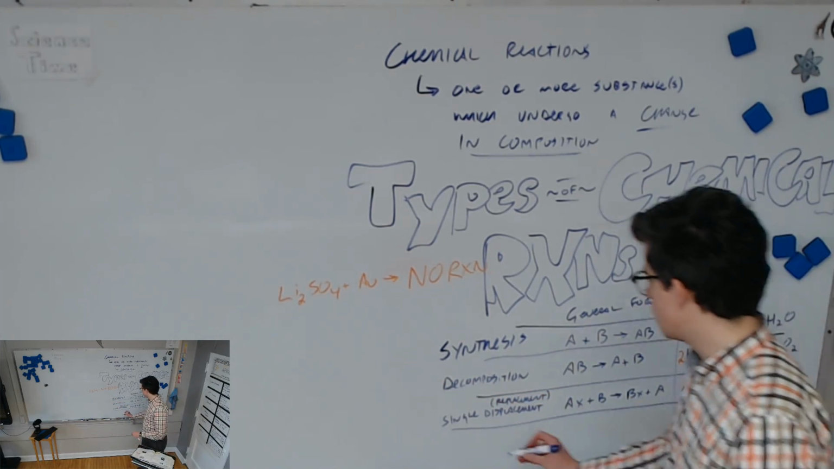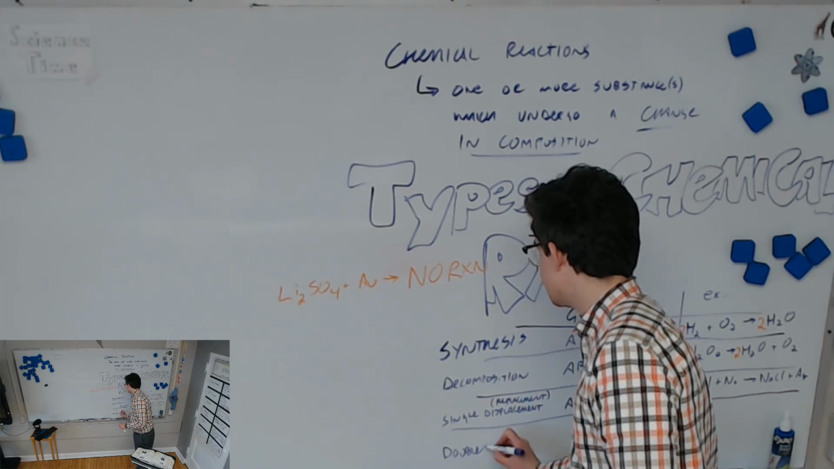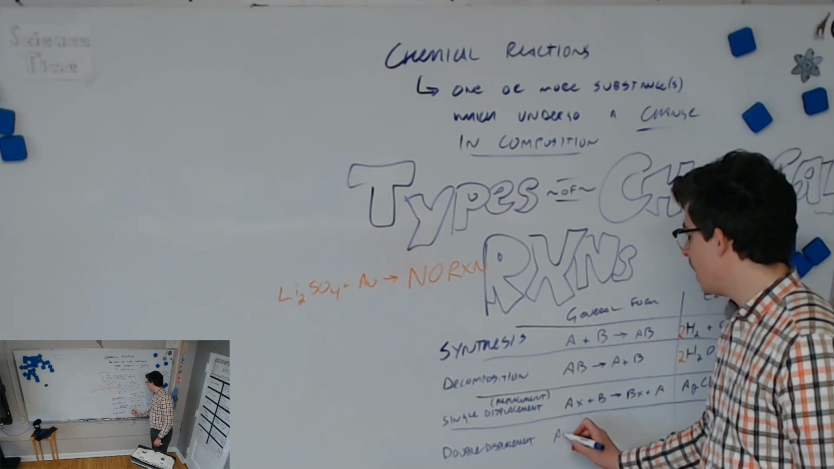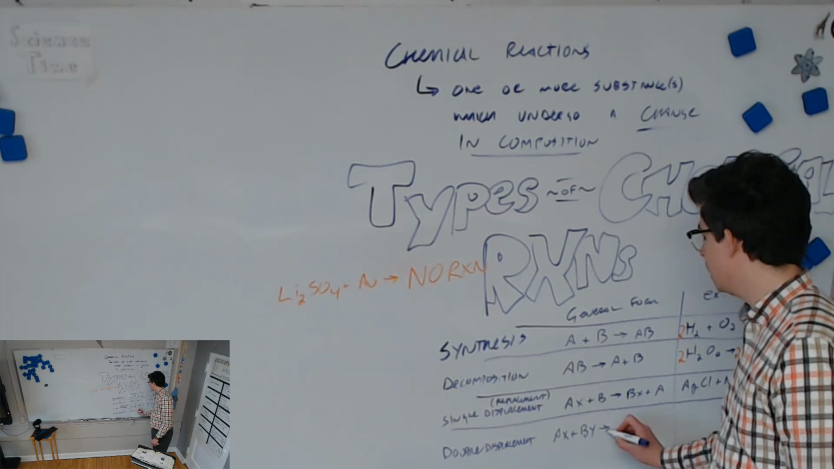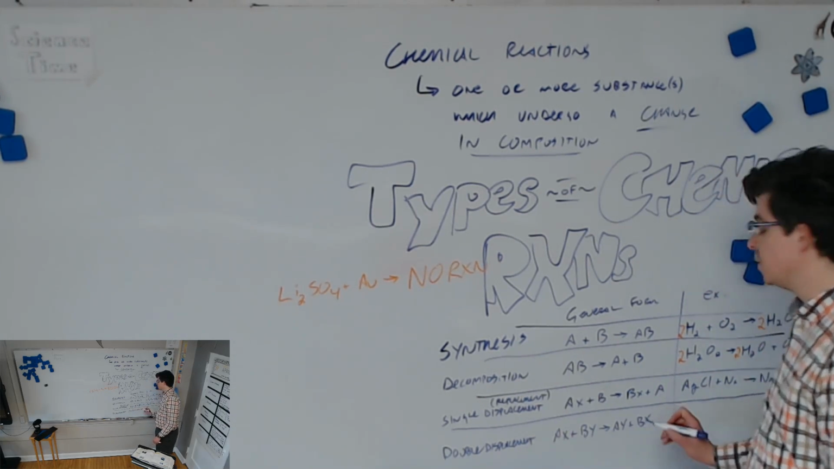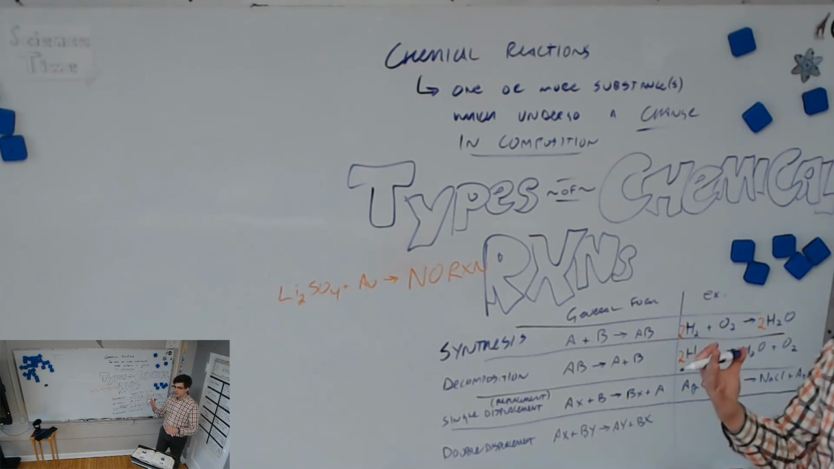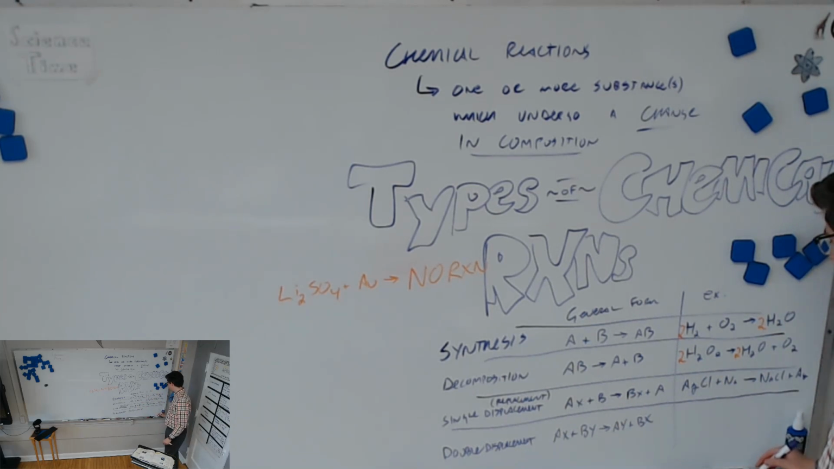The next one is called double displacement. Oh, so you're replacing it with two people? Not people. This is in the form AX plus BY yields AY plus BX. So in this case, they've both already got partners, and they switch. And how do we tell if this is going to happen? We're going to talk about it in a second. But an example of this would be lead(II) nitrate plus potassium iodide yields potassium nitrate plus lead(II) iodide.